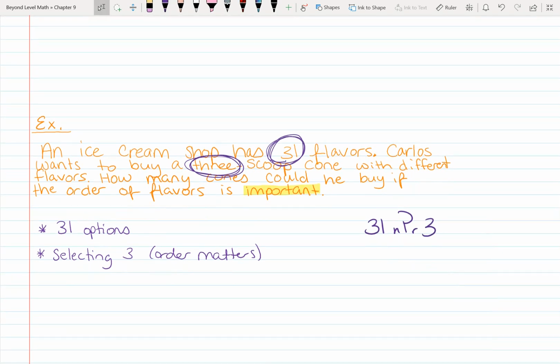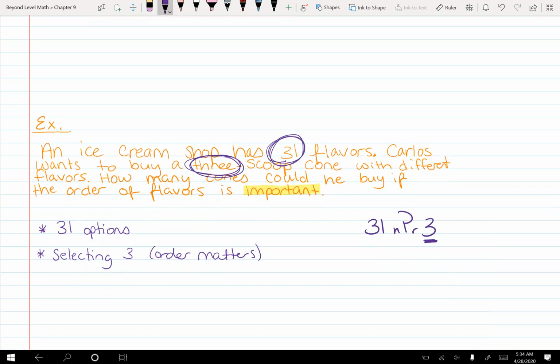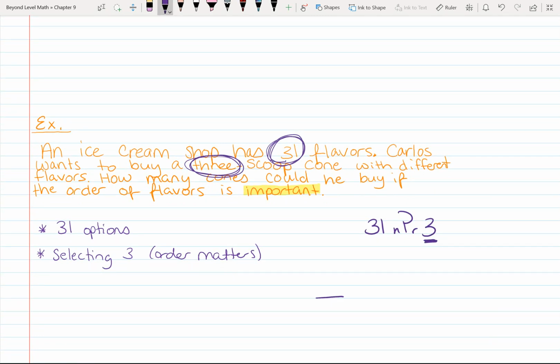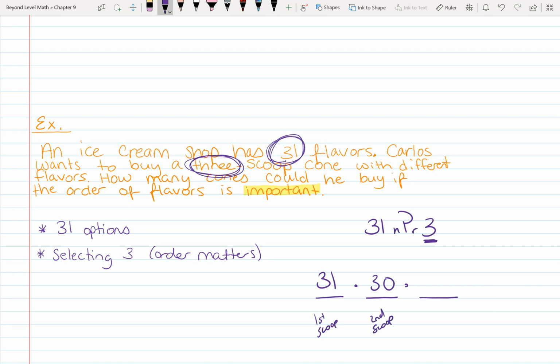He's got 31 options, choosing 3. But if we were using our lines, I'm going to make 3 lines. I've got 31 options for the first scoop. Now he doesn't want to repeat. So for the second scoop, I only have 30 options. So this is first scoop, second scoop, third scoop. 31 for the first, 30 for the second, and then he's got 29 for the third scoop, right? 29 options because he's already used 2 of them.